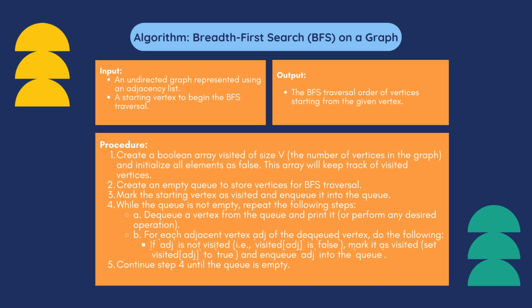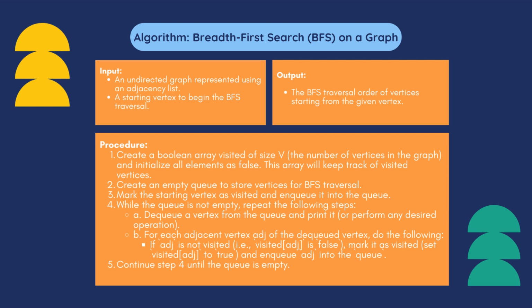Our functional procedure is to: 1. Create a Boolean array visited of size V, the number of vertices in the graph, and initialize all elements as false. This array will keep track of visited vertices. 2. Then we will create an empty queue to store vertices for BFS traversal. 3. Mark the starting vertex as visited and enqueue it into the queue.